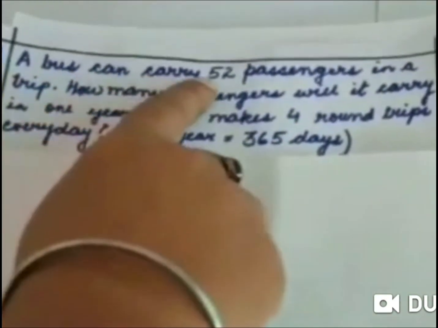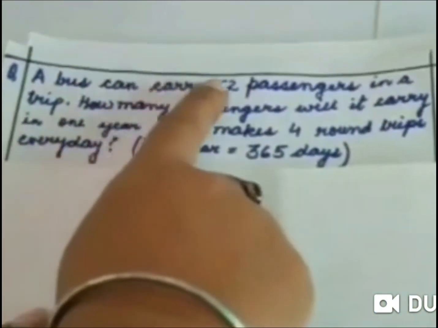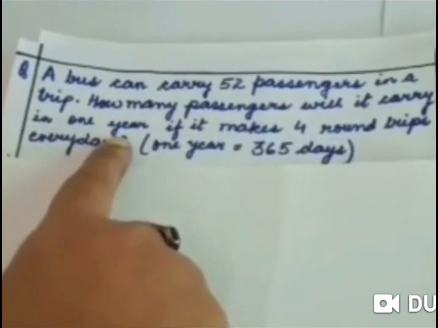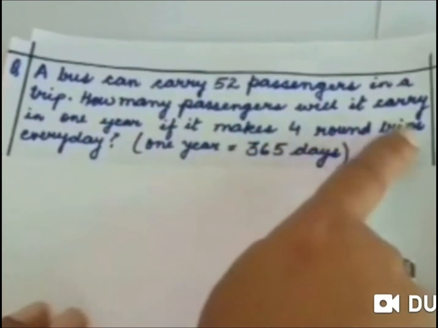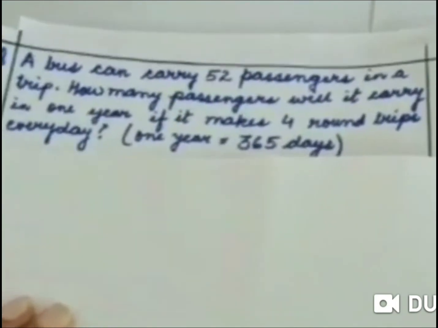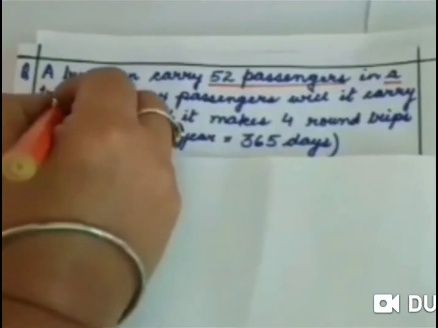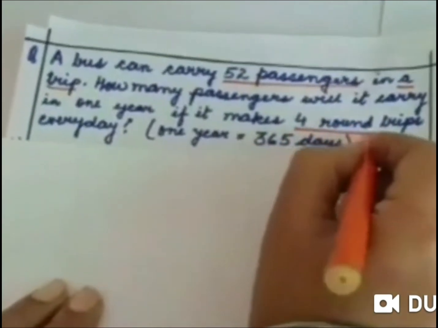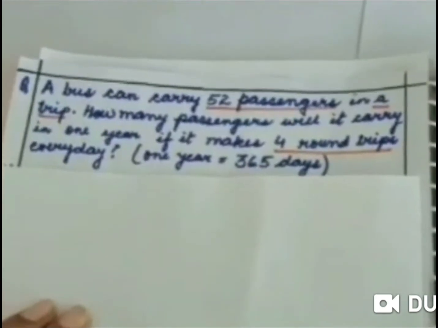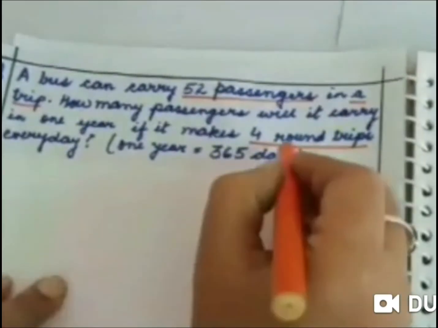A bus can carry 52 passengers in a trip. A trip means one trip. So the bus can carry 52 passengers in one trip. How many passengers will it carry in 1 year if it makes 4 round trips every day? So have you understood, children? Here 52 passengers can be carried in one trip, and the bus is making 4 round trips every day. So how many passengers will the bus carry in one day? What will we do here? Do you understand what is meant by round trips?